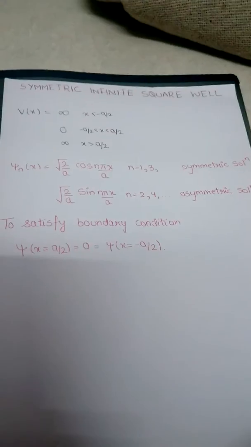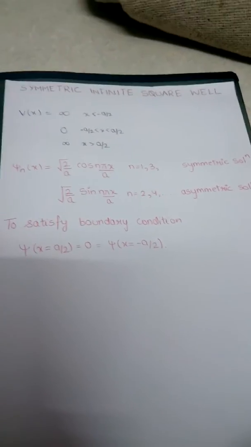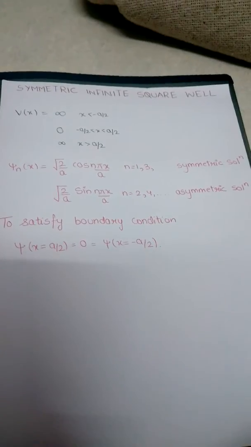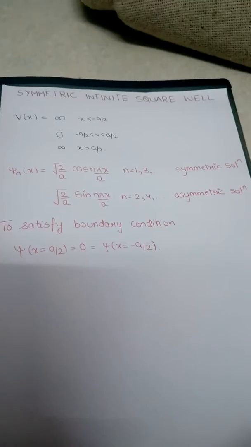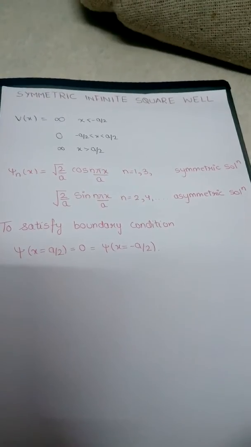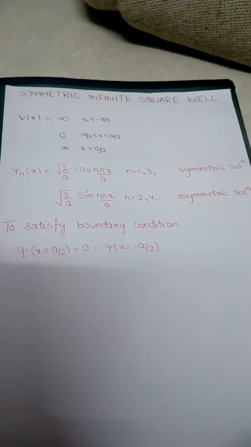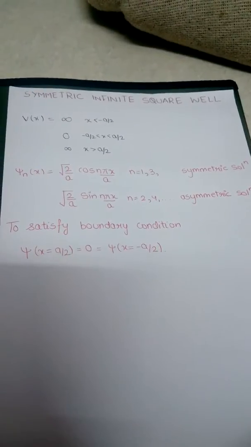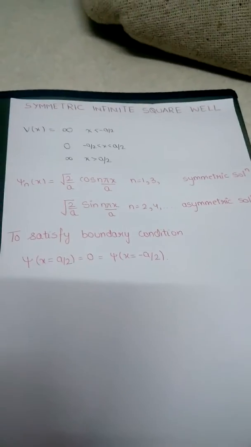Next is the symmetric infinite square well. I am not going into the details of writing the Schrodinger equation, but what is of critical importance here is the form of the wave functions. So the wave function has different forms for different quantum numbers. That is, the ground state is cosine, the first excited state is sine. Now why is this so?